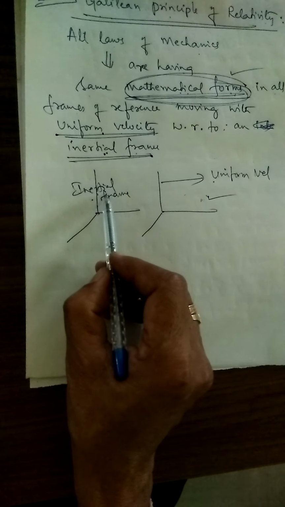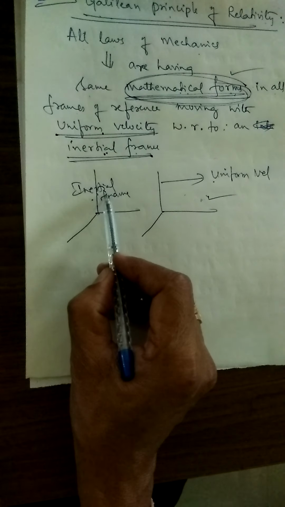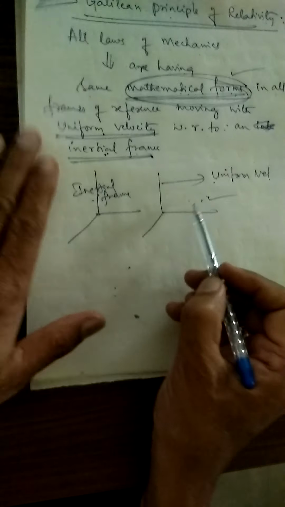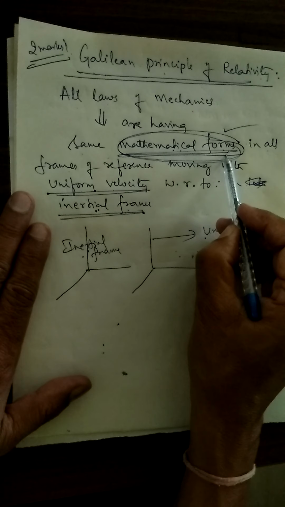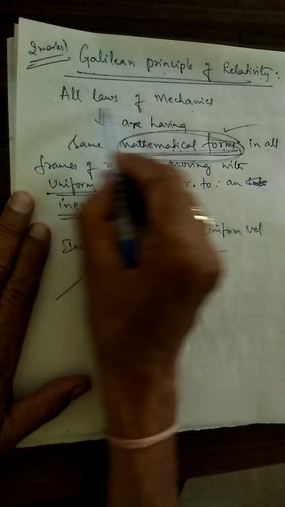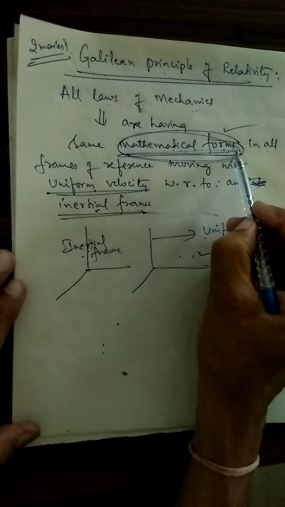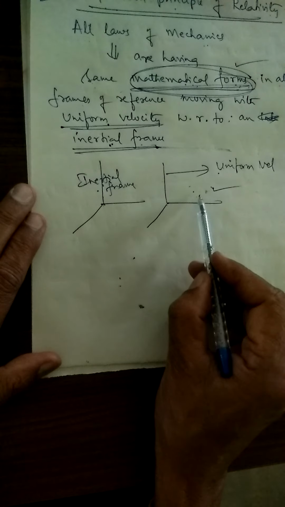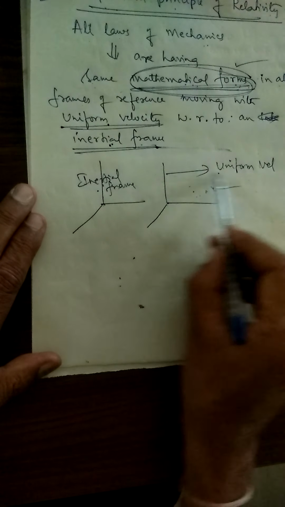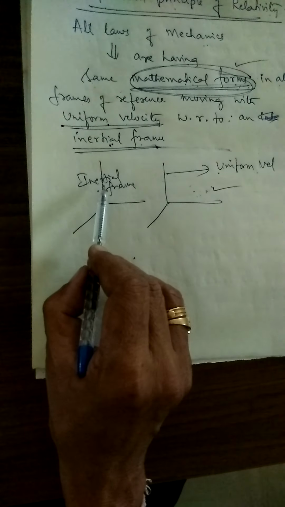Don't forget, in an inertial frame Newton's second law holds good. Here also it certainly holds good. Therefore, the mathematical forms of all the laws of mechanics are the same in such frames of reference which are moving with a uniform velocity with respect to an inertial frame of reference.